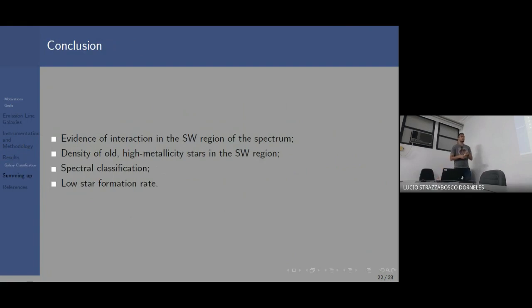Here are the conclusions. We have evidence of interaction in the southwest region of the spectrum. We have a density of old and high metallicity stars in the southwest region that complements the first result. And we have the spectral classification and the low star formation rate of the galaxy that complement the other results. Oh, that's it.